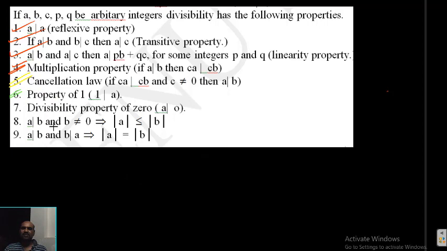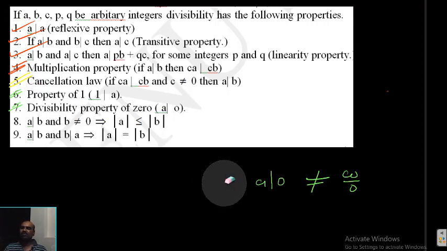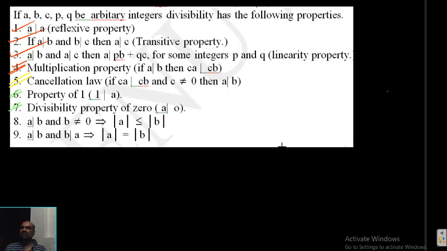Next, the divisibility property of 0. A divides 0. Don't think that this is A by 0; these two are not equal notations. A divides 0, or 0 is divisible by A, correct. 0 by 2 is equal to 0 only, 0 by 7 equal to 0 only. 0 by 0 is meaningless, so the denominator should not be 0.